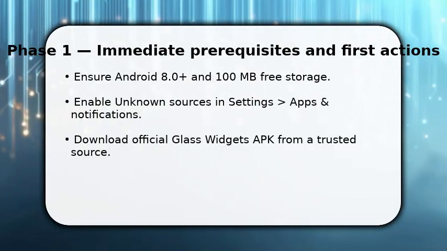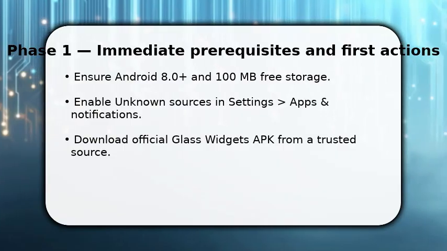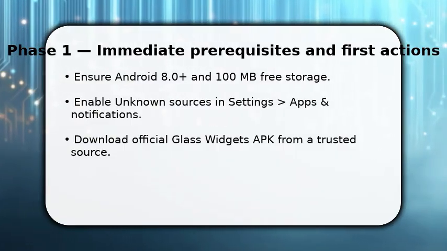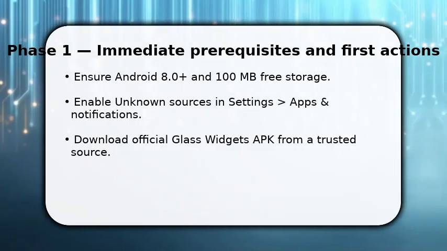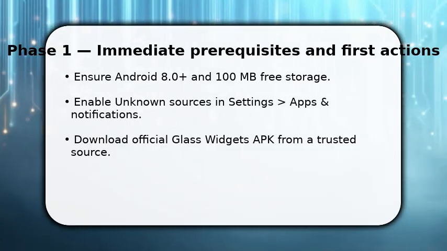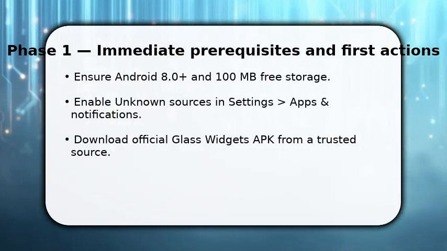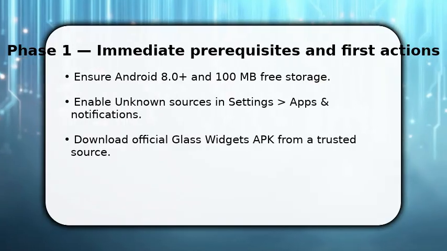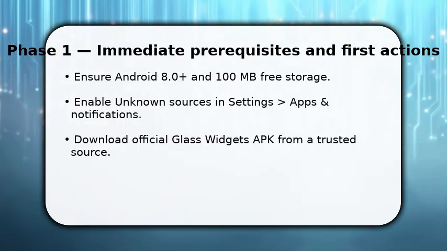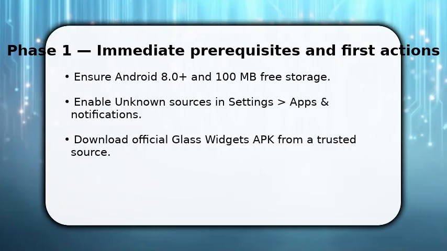You start by confirming prerequisites. Android 8.0 or newer and about 100 MB free. This prevents install failures. Once done, go to Settings and enable unknown sources for the installer app because the APK isn't from Play Store. Next, download the Glass Widgets APK to your phone and note its folder.